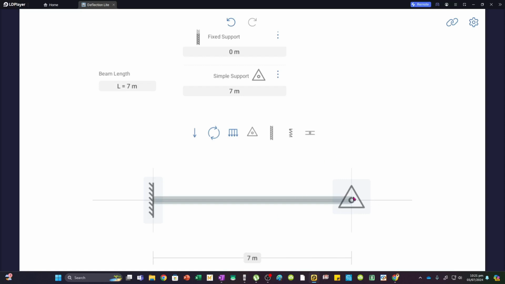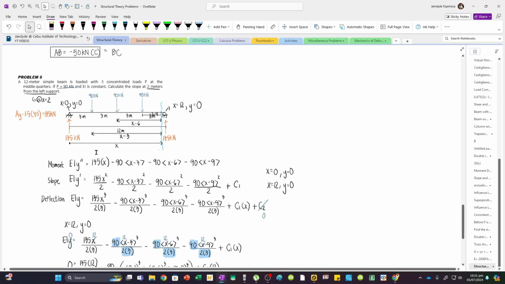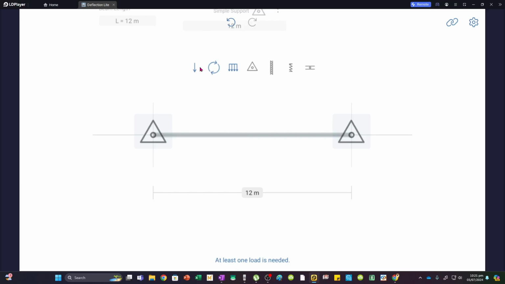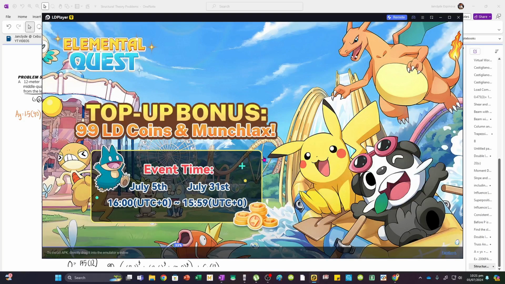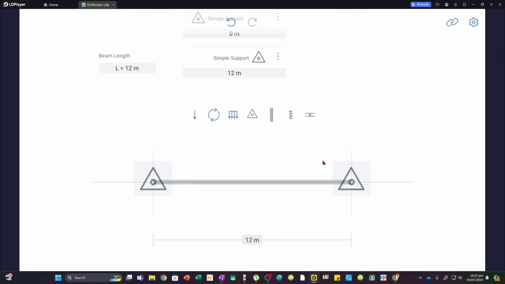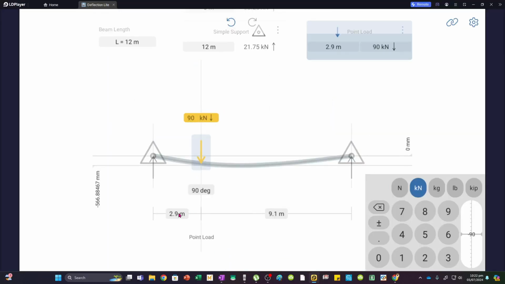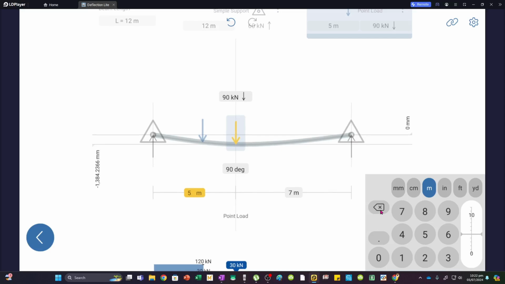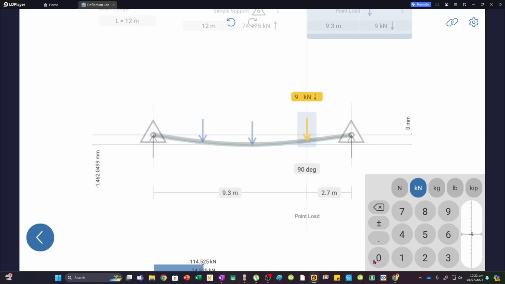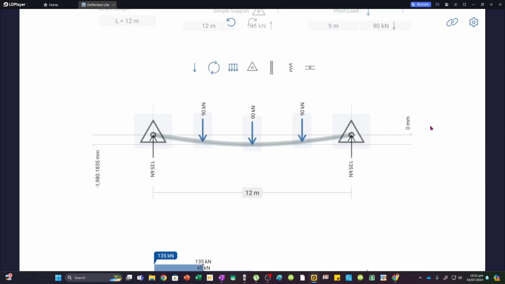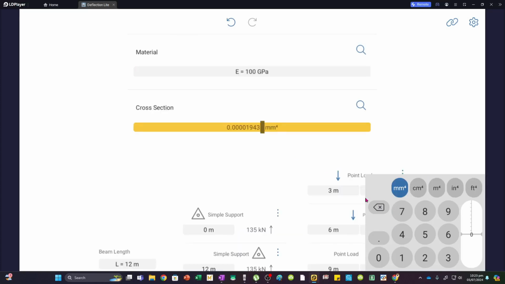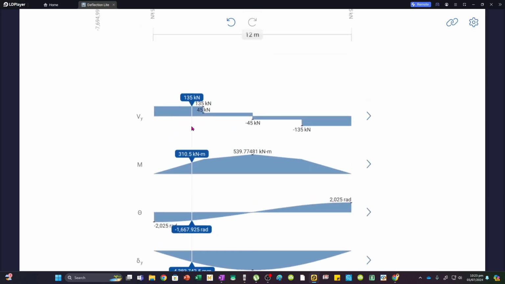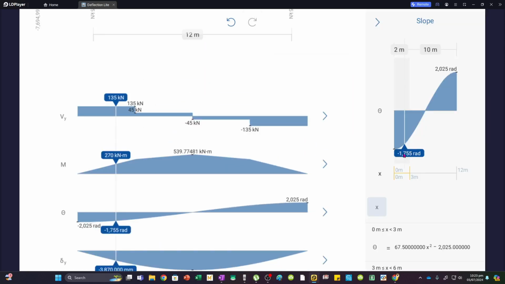Tawag dito, Deflection Lite. So again, our span was 12 meters. And then we have 90 kN at 3 meters, 90 at 6, and 90 at 9 meters. Yan. So, set natin to 100. And then for the slope, set natin to 10,000. So at 2 meters, 2. It has to be minus 1755.